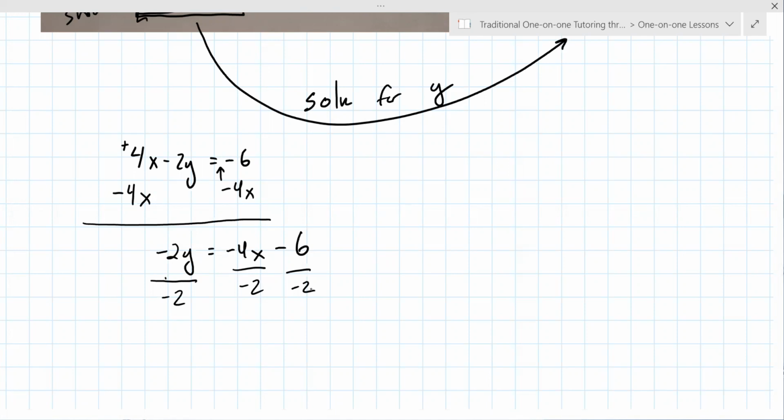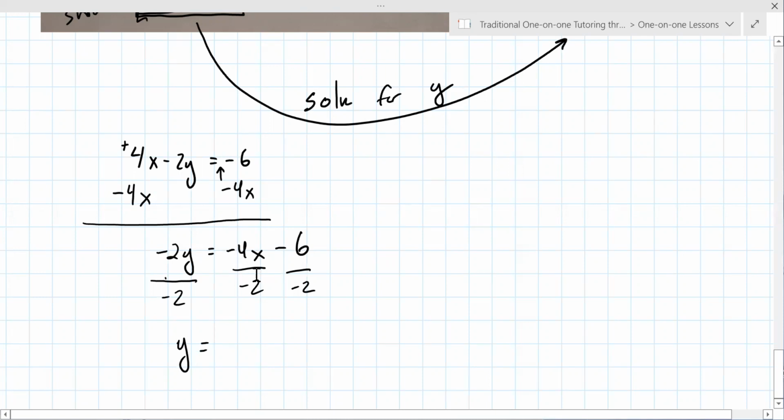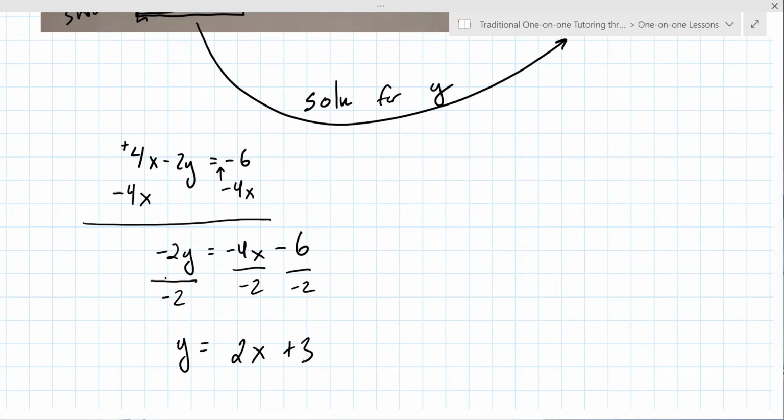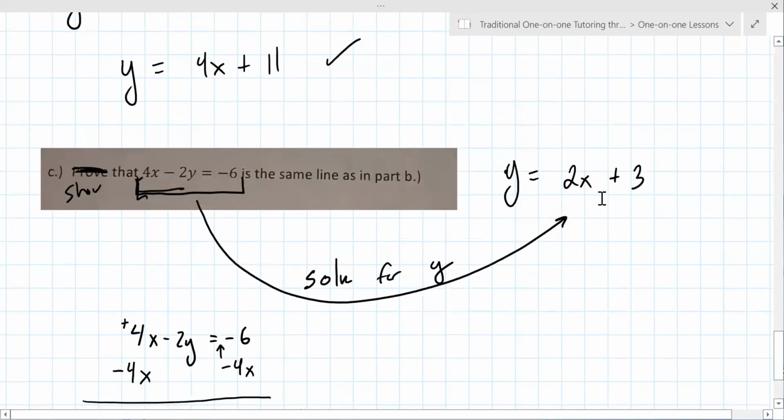Okay. So you get y equals, what is -4 divided by -2? +2. Two negatives cancel out, make a +2x. And then you got -6 divided by -2, which is +3. Like that. Is that okay? Yep. Great.